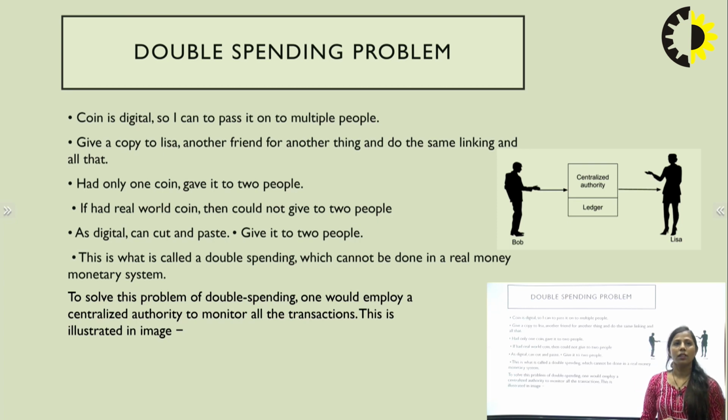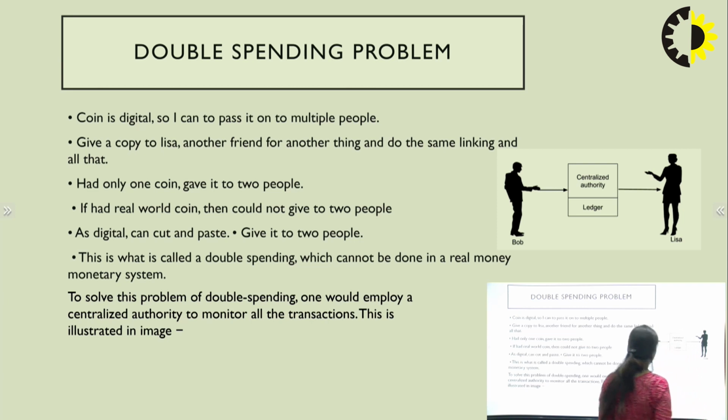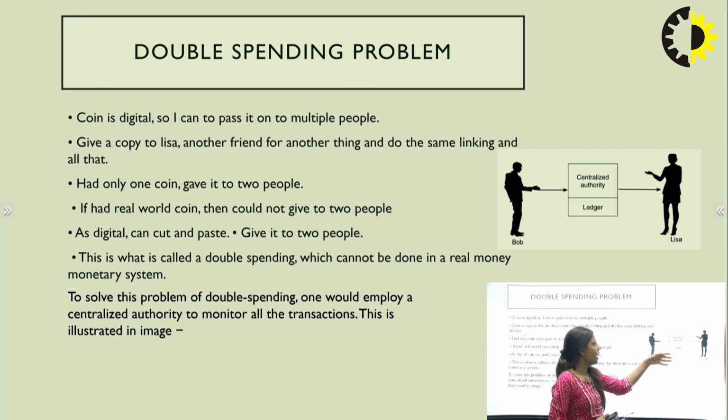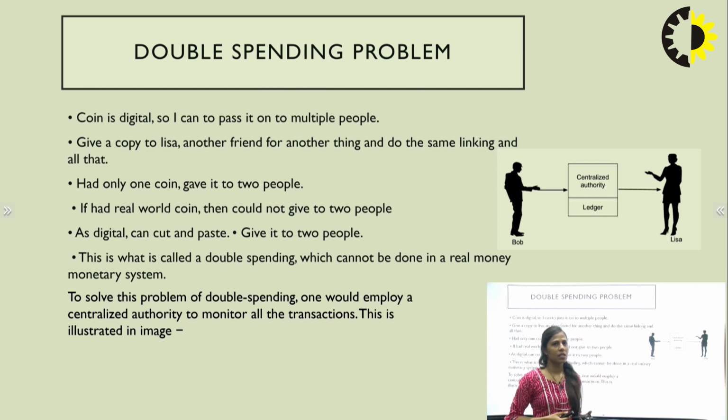To solve this problem of double spending, we have a centralized authority to monitor all the transactions. This centralized authority keeps ledgers. What does the term ledger mean? It holds all the details of the transactions we have done.